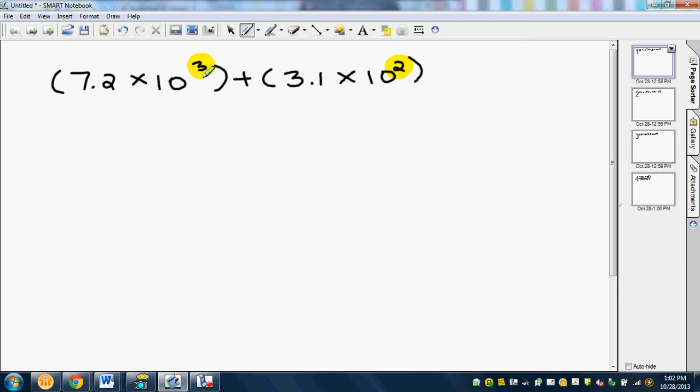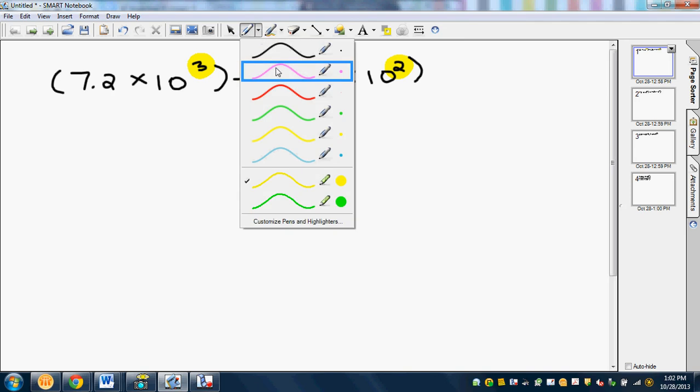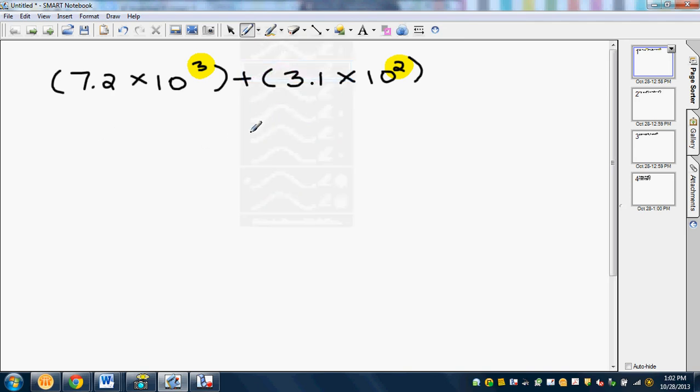It doesn't matter which one of these you change, but you're going to have to either rewrite this one so it's a power of 3, or you're going to have to rewrite this one so that it's a power of 2. So again, it doesn't matter which one, it's just going to vary based on the problem. To me, this one would probably be a little bit easier. So if you've got 3.1 times 10 to the power of 2, this means that it's really like 310.